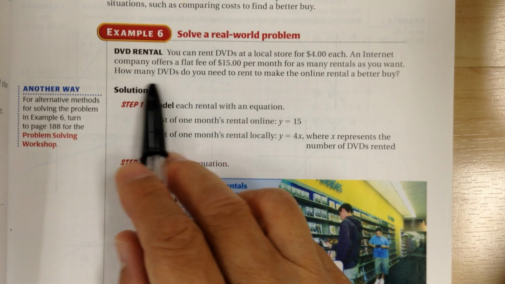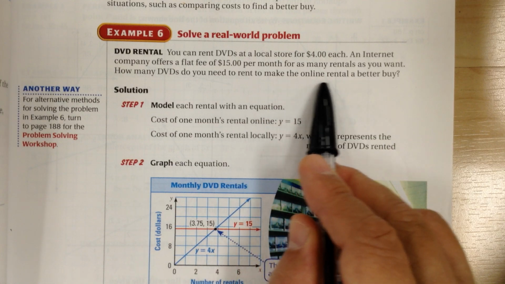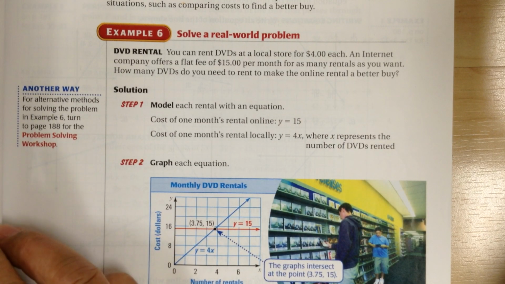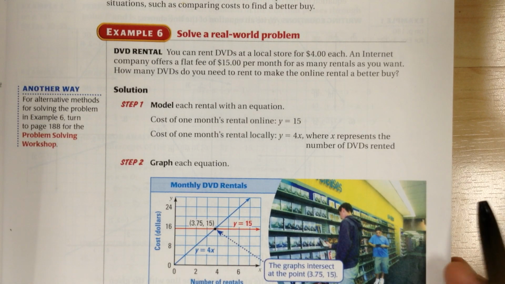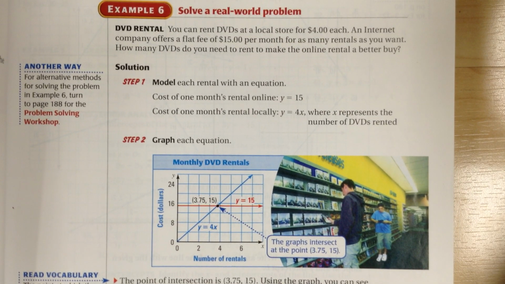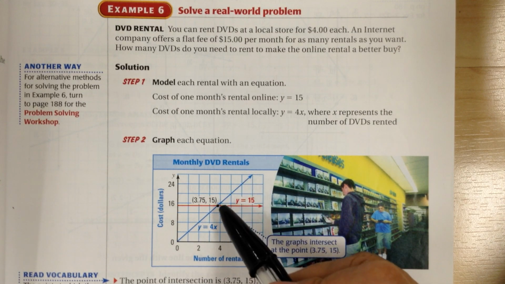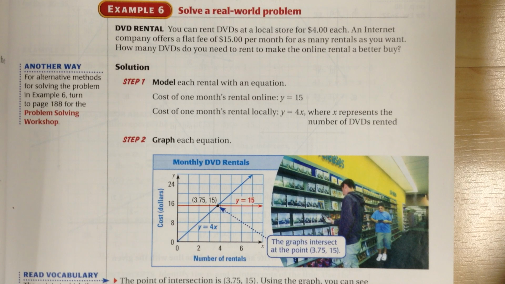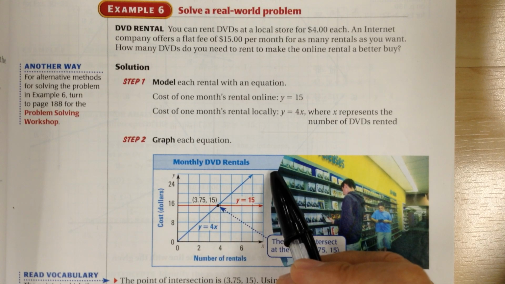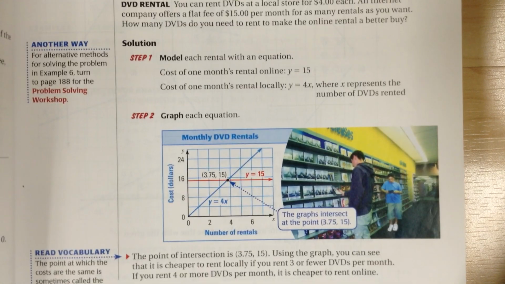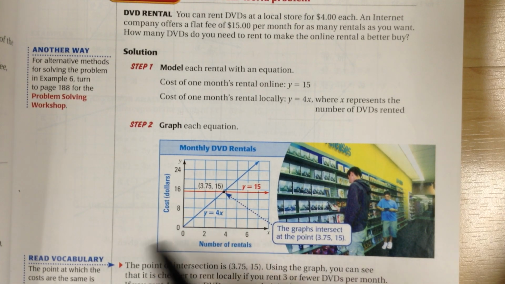So, how many DVDs do you need to rent to make online rental a better buy? In this case, if you rent 3 or less, it's better to rent in a store. But if you're going to rent 4 or more, it's better to subscribe and pay the fee. It's cheaper to rent online. So sometimes you have to solve a problem by just graphing.